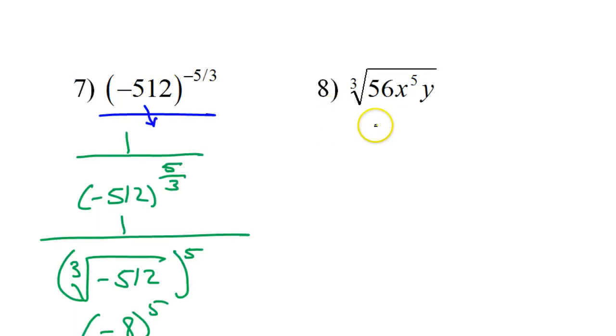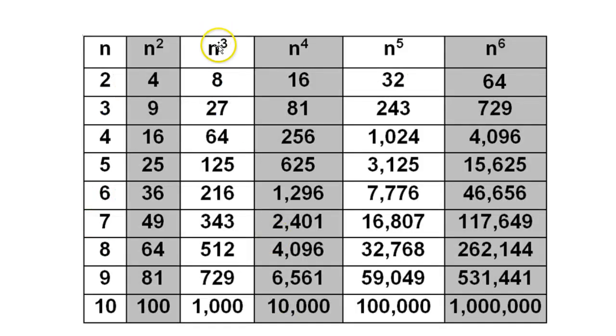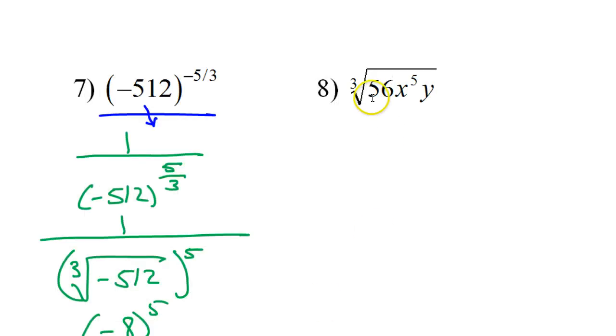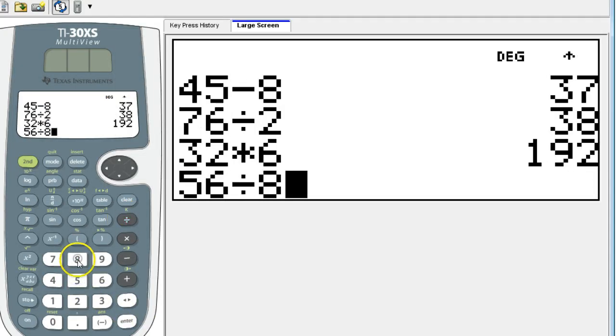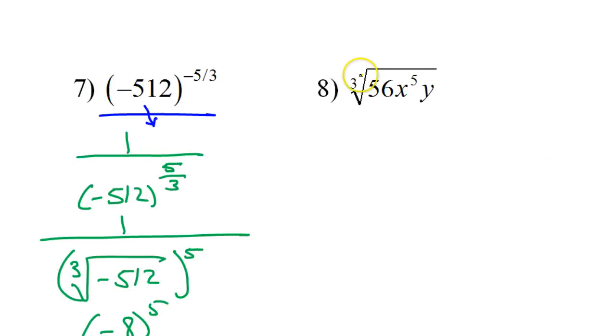Number 8, time to simplify this thing. 56 is not a perfect cube. Okay, I have 8 and 27. Do either one of those divide evenly into 56? Yeah, 8 goes into 56, right? 56 divided by 8 is 7, obviously, if you know your multiplication facts.